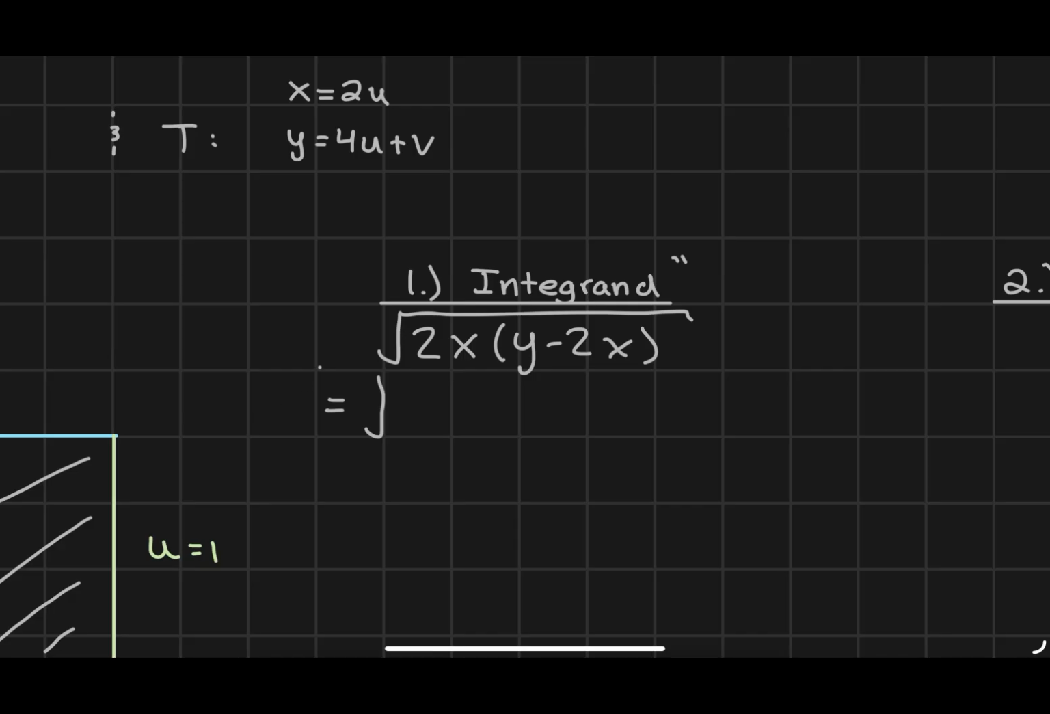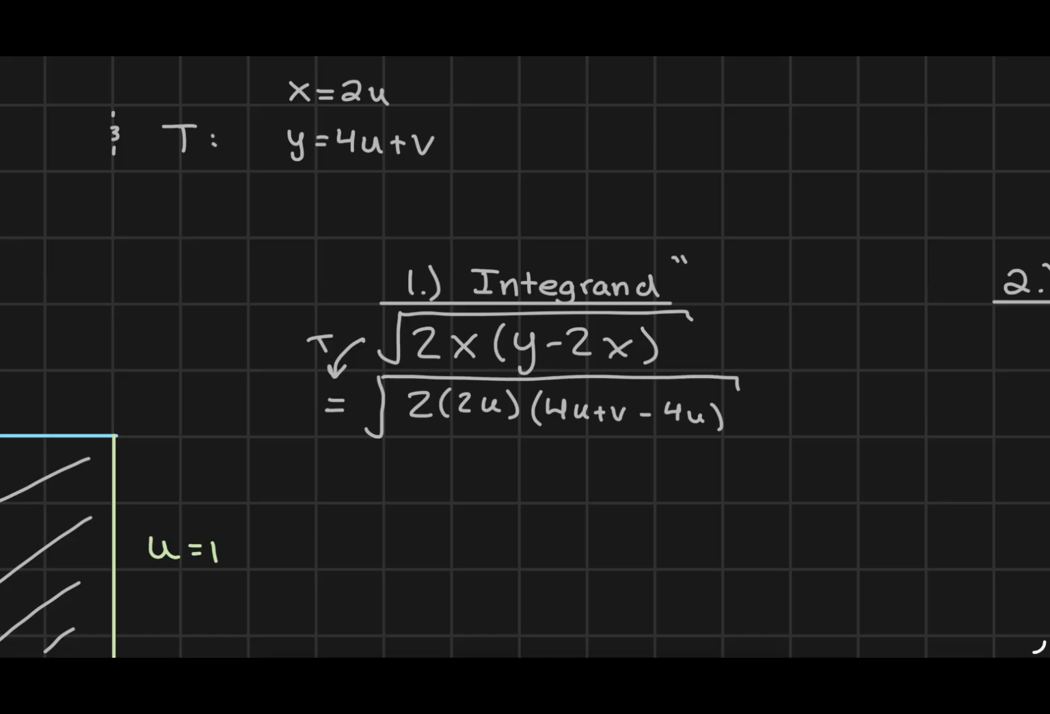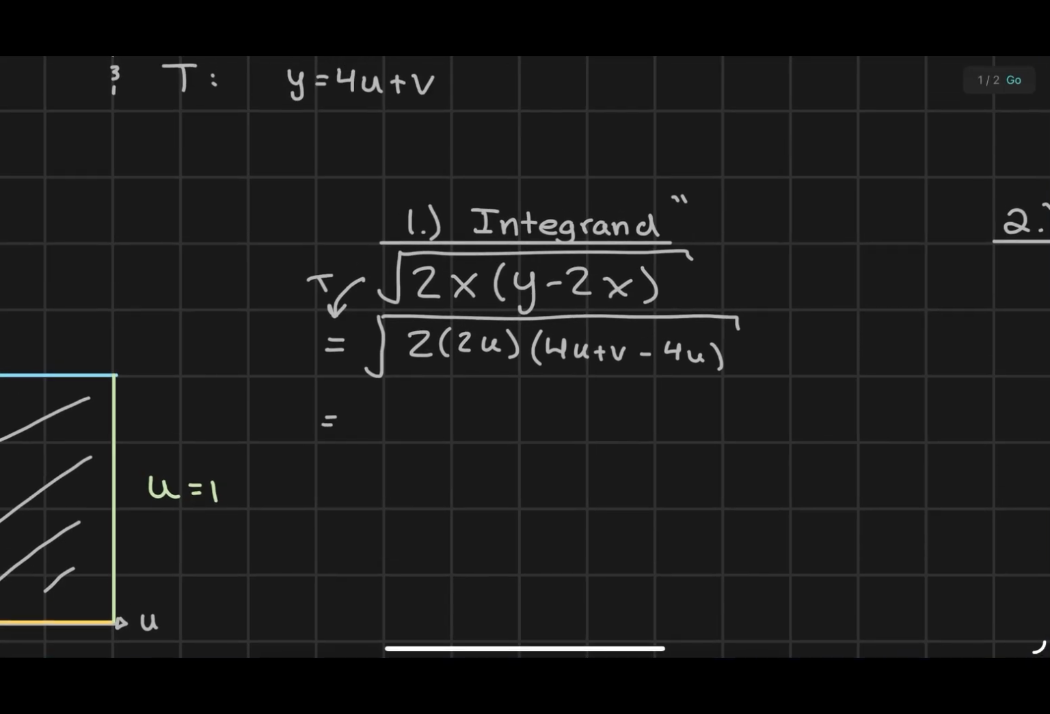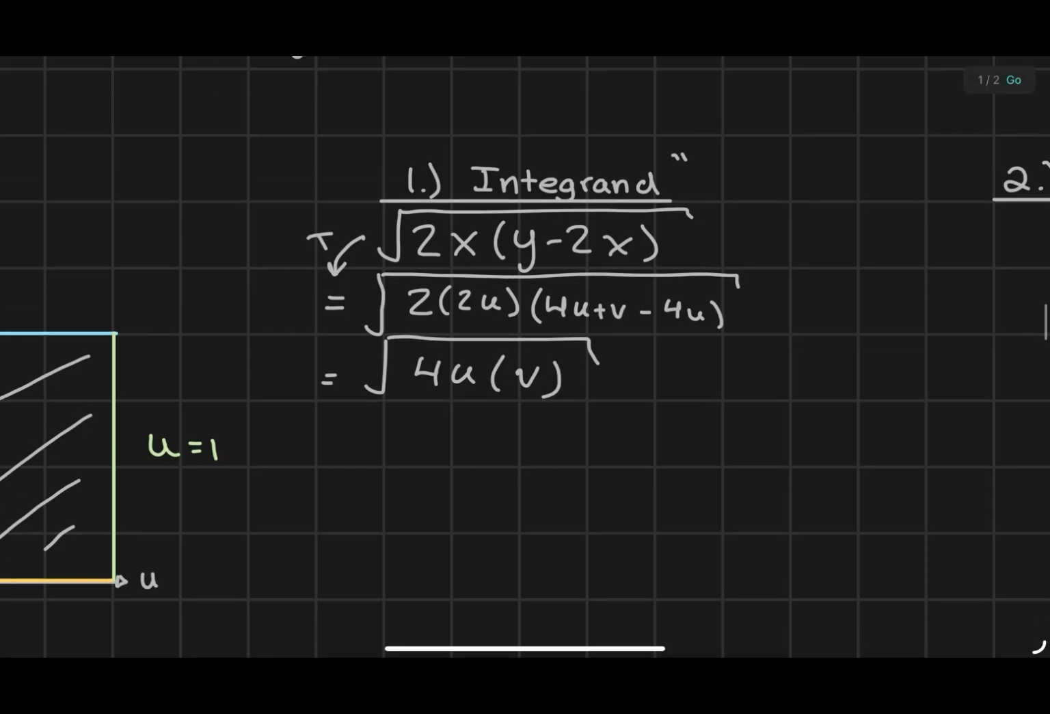Using our transformation, we're going to have 2 times 2u multiplied by 4u plus v, minus 2 times 2u. I'm just going to write that as 4u. Square root of that. Simplifying this a little bit, we're going to have the square root of 4u, and that 4u minus 4u cancels out, so this is going to be times v right here. So our new integrand is the square root of 4uv.